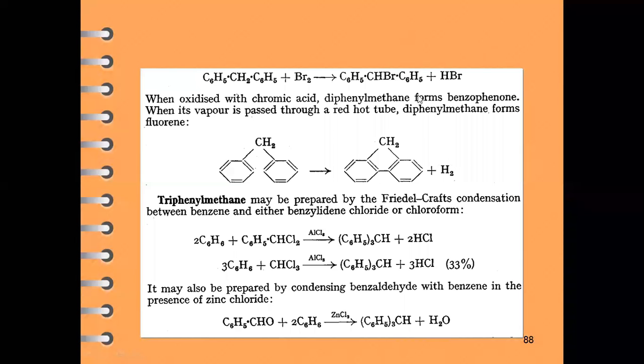This will be the bromination reaction. Now, whenever we oxidize this diphenylmethane in the presence of chromic acid, diphenylmethane forms benzophenone. So, whenever we oxidize this compound with the help of an oxidizing agent, that is chromic acid, benzophenone is formed. And when its vapors are passed through a red hot tube, a very hot tube, diphenylmethane forms fluorene.